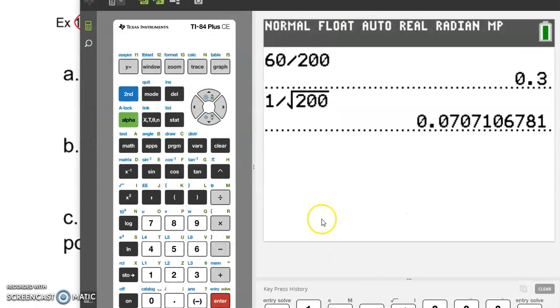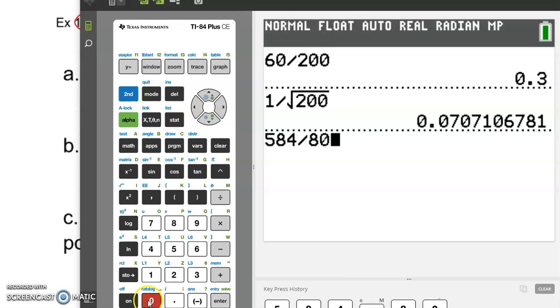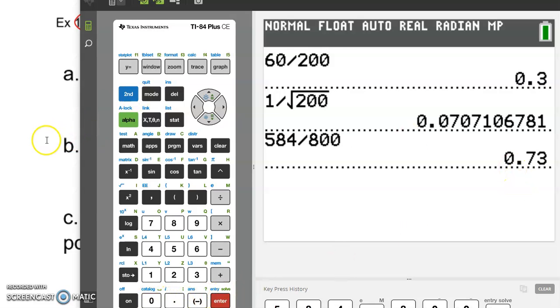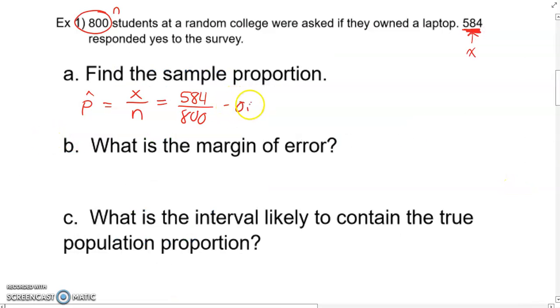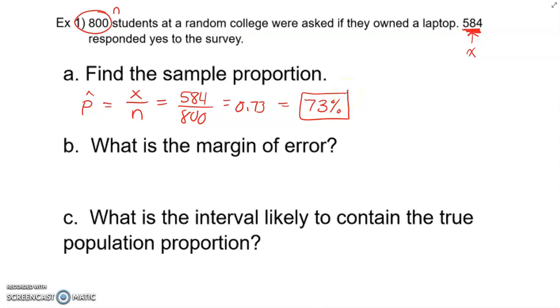And to help me with that percentage, let's go ahead and throw that in the trusted calculator here. 584 divided by 800 gives me 0.73. As a percentage, we know that that is going to be 73%. So 73% of students responded yes that they owned a laptop. Based on this survey, though, what was our margin of error?